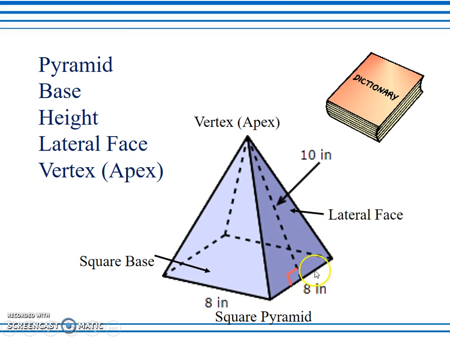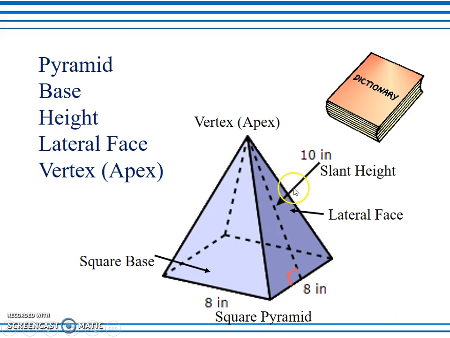So for a square pyramid, we would have 4 triangular lateral faces because each triangle meets with one side of the base. So we have a lateral face here, a lateral face here. On the back side, here's another triangular lateral face. And here, lastly, is the last triangular lateral face.